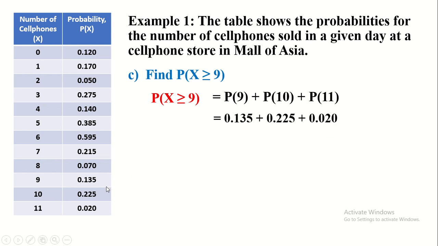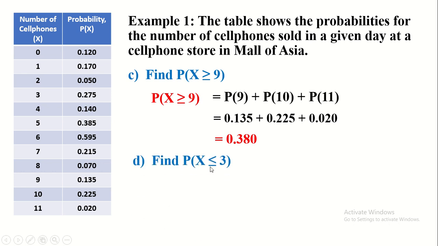So probability of 9, that is 0.135. Probability of 10, that is 0.225. Probability of 11, that is 0.20. So ibig sabihin, after substituting, i-add po natin siya. So, our probability of x that is greater than or equal to 9 is equal to 0.380. Inadd lang po natin itong lahat.